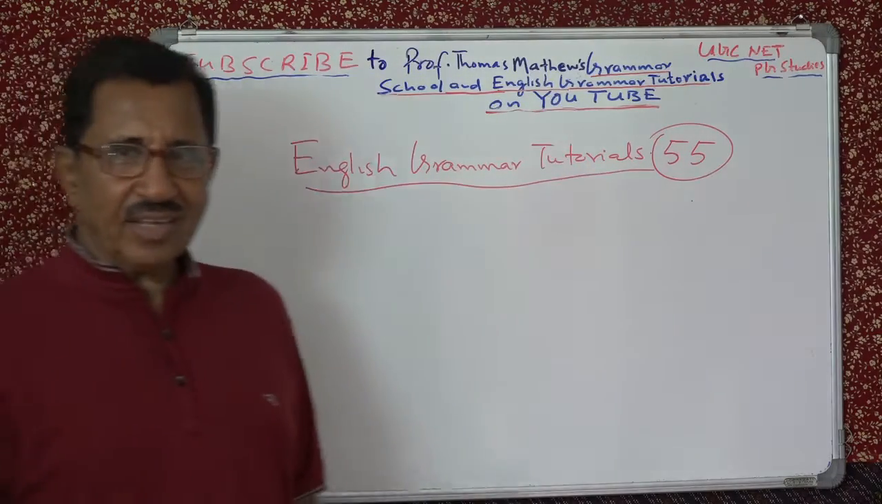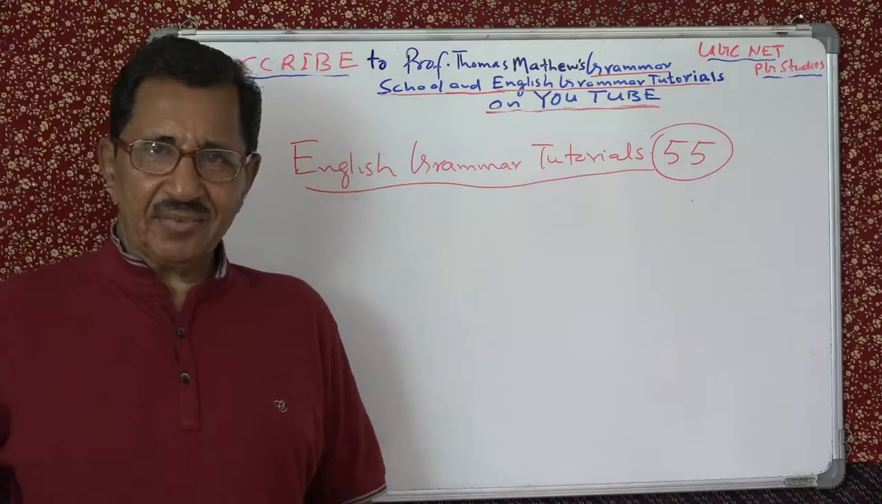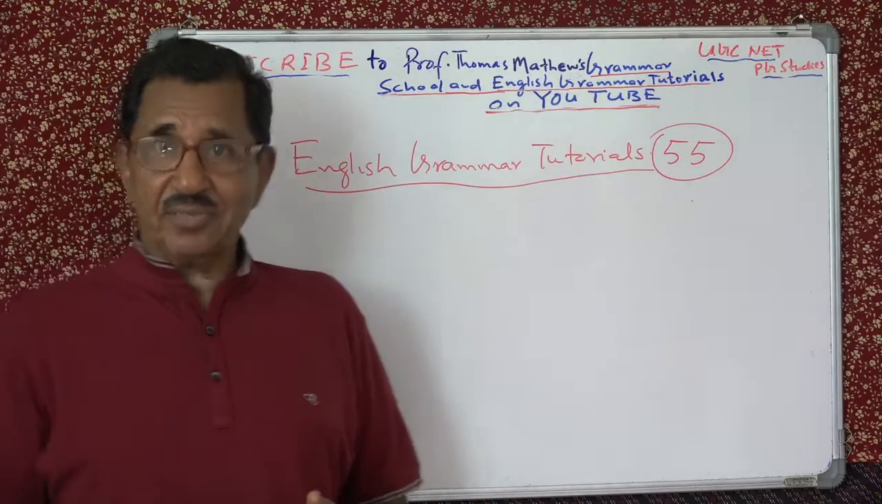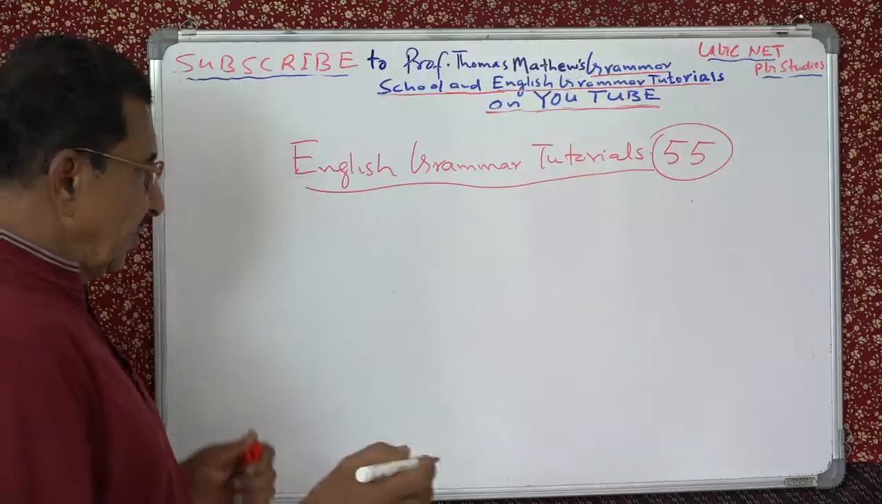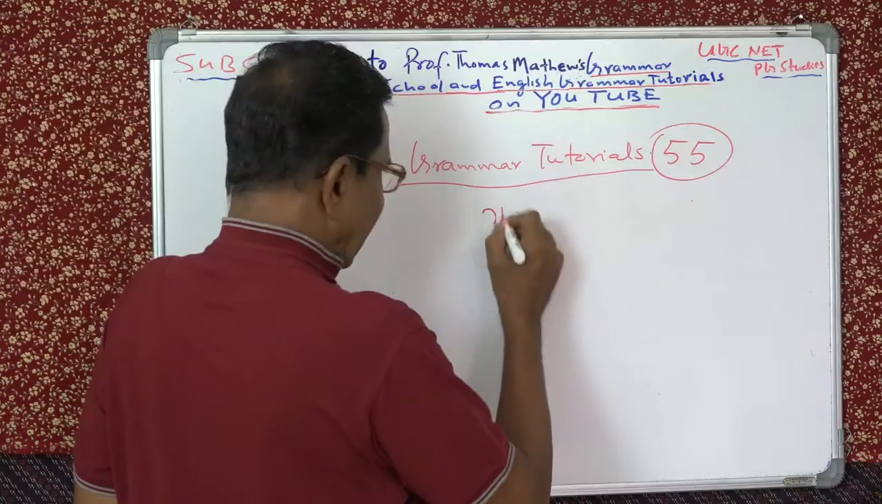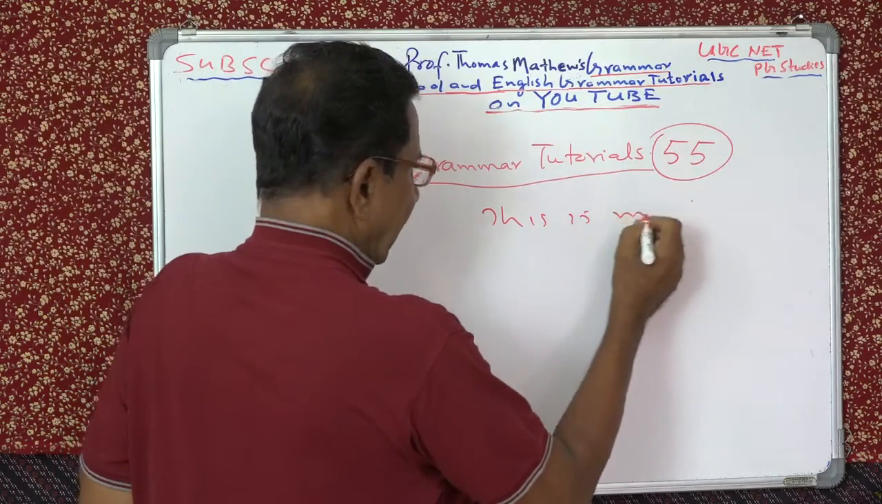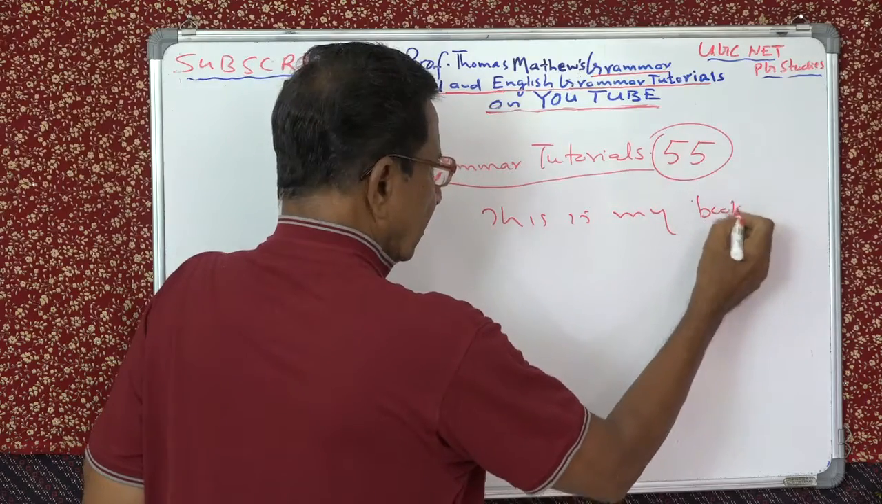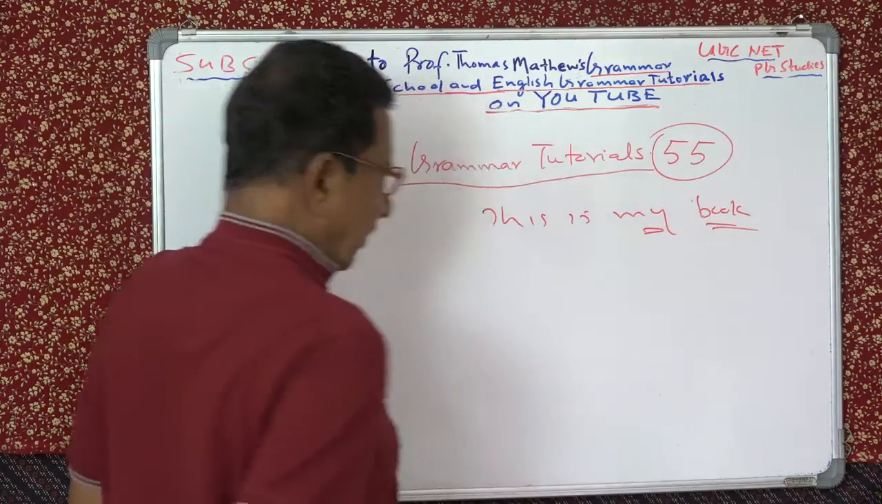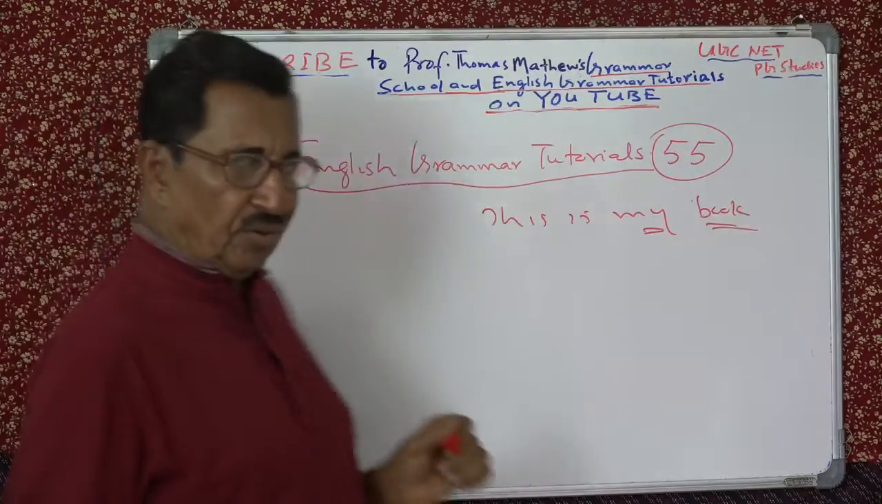So here we are on class number 55. We are dealing with possessive adjectives and possessive pronouns. You remember that, no? Possessive adjectives are followed by a noun. This is my book. So this is an adjective, this is a noun. Possessive shows possession also, no?